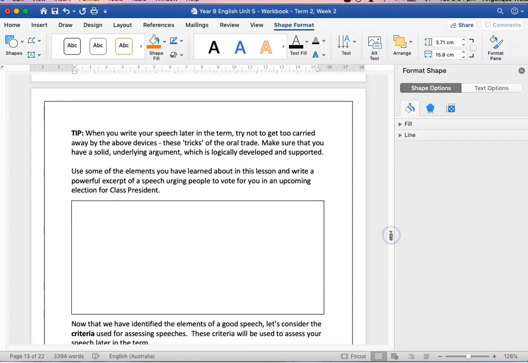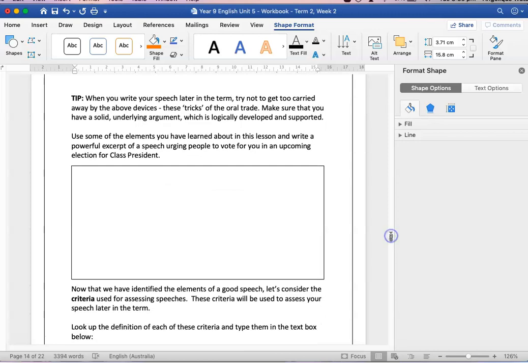Okay, so a huge tip for you for when you come to write your speech later in the term: try not to get too carried away by the above devices. Yes, you need to use them. They are tricks of the oral trade, but make sure that as a base, you have a solid underlying argument which is logically developed and supported, okay? And then you can add some of those devices that we've spoken about, okay? But the main thing is that you've got something to say and you've logically developed and supported your writing.